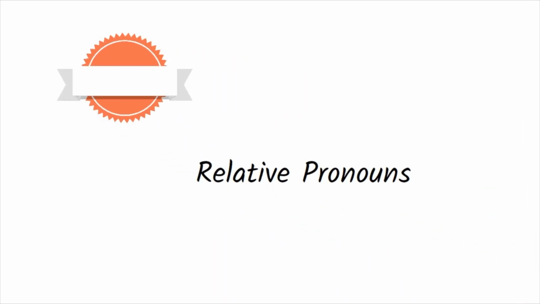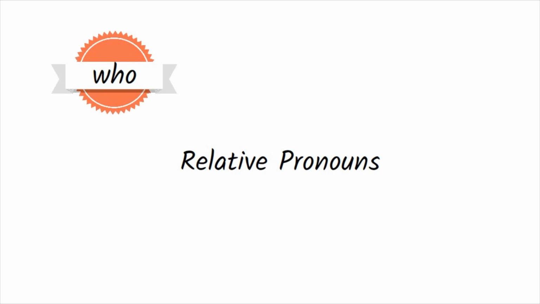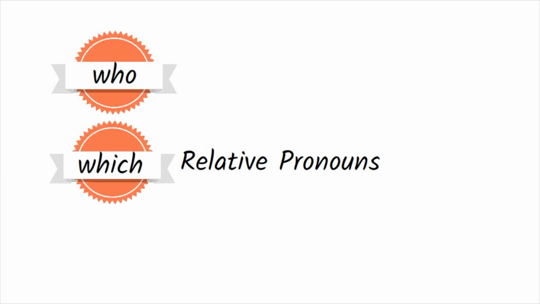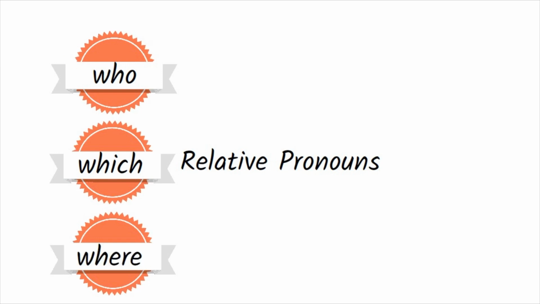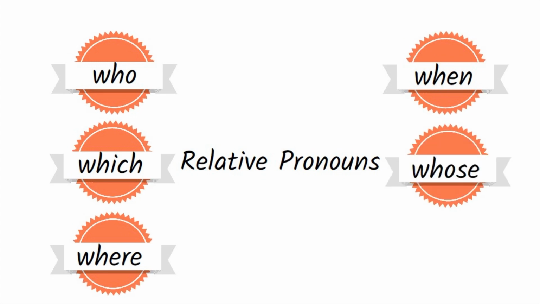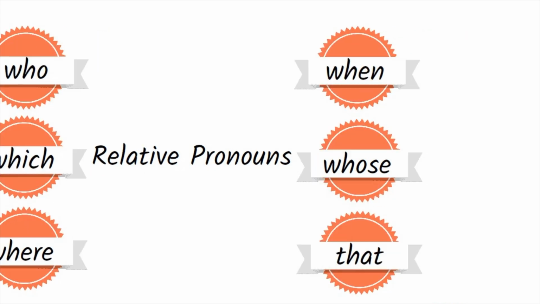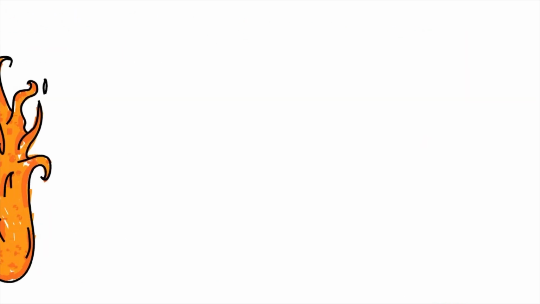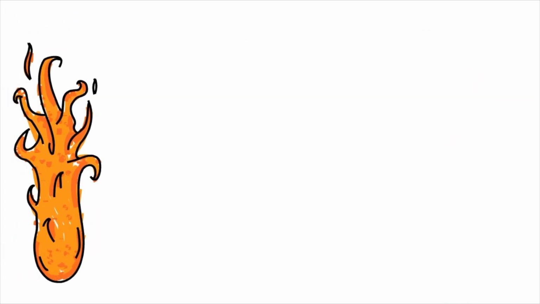One of the following relative pronouns could come at the start of a relative clause. Who, which, where, when, whose, or that. Let's have a look at some of these being used within a sentence.